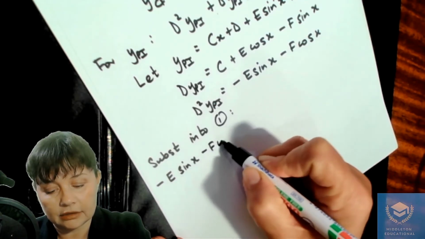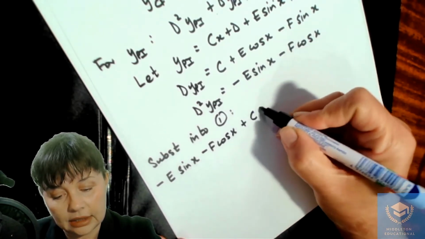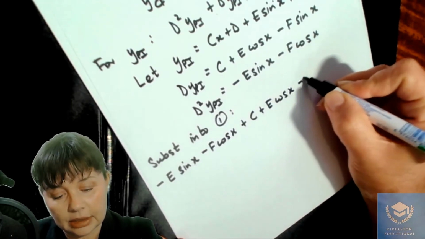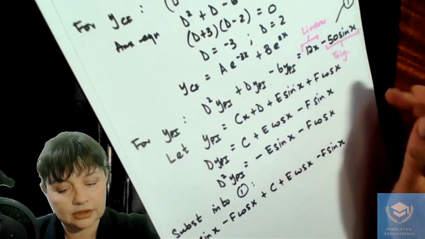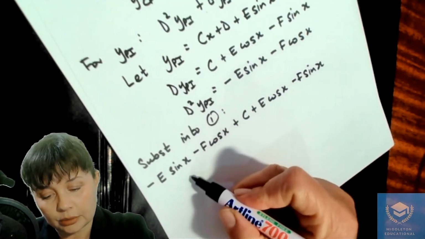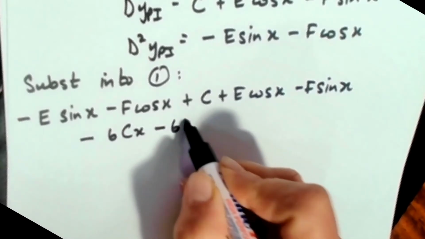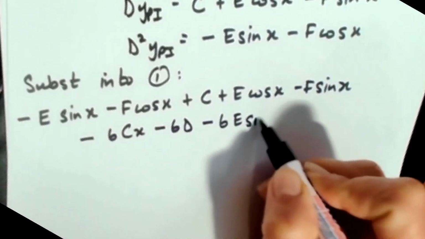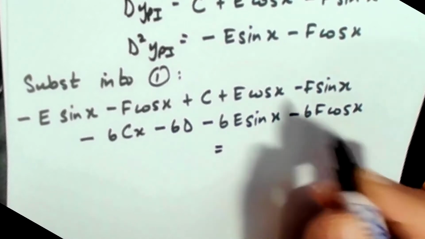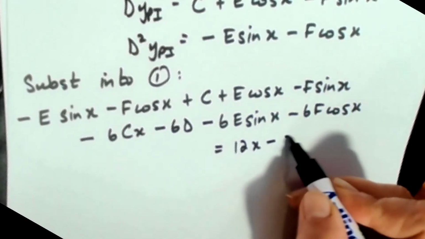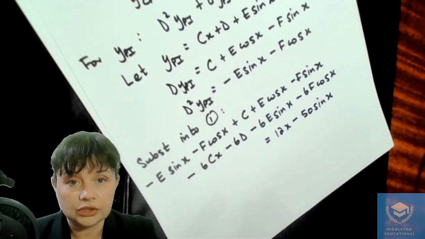sine x minus f cos x. Second term is going to be plus c plus e cos x minus f sine x, and then we've got minus 6 y_pi. So it's going to be minus, I'm just going to multiply out in one go, 6cx minus 6d minus 6e sine x minus 6f cos x, and that must all equal 12x minus 50 sine x, right? So now we need to simplify.